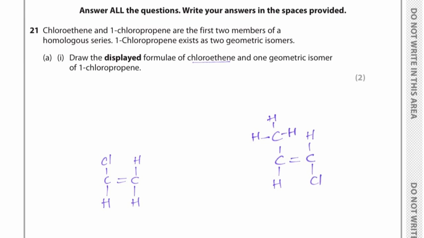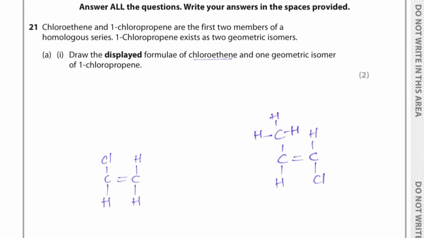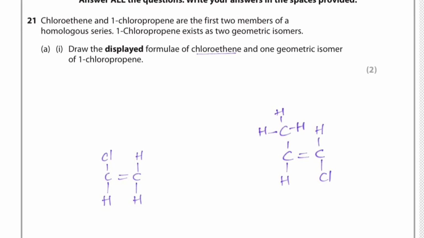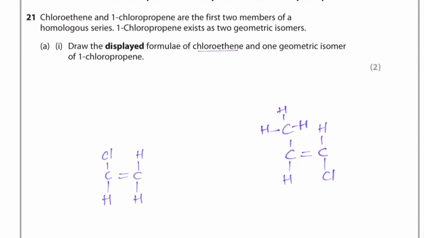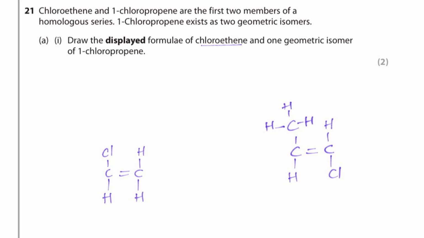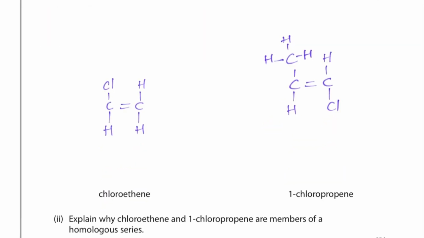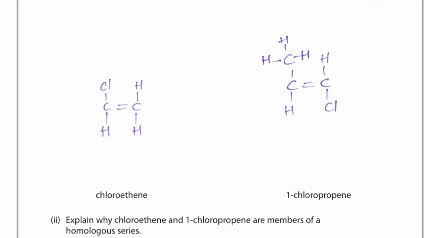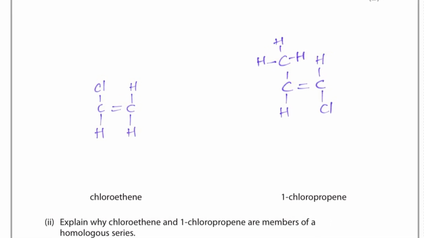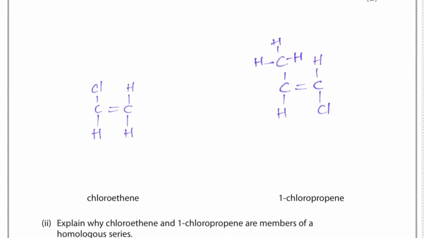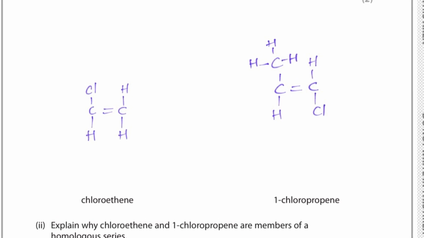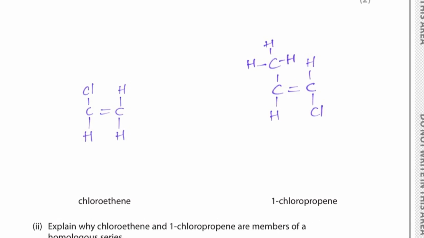Question 21. Chloroethene and 1-chloropropene are the first 2 members of a homologous series. 1-chloropropene exists as 2 geometric isomers. The first part says, draw the displayed formulae of chloroethene and 1 geometric isomer of 1-chloropropene. Here for chloroethene, you just show a simple double bond between 2 carbons, 1 carbon attached to a chlorine atom and the rest to hydrogens. For the 1-chloropropene geometric isomer, remember we must show different groups on each side of the double bond. So one side has a CH3 group and the other has a Cl atom.